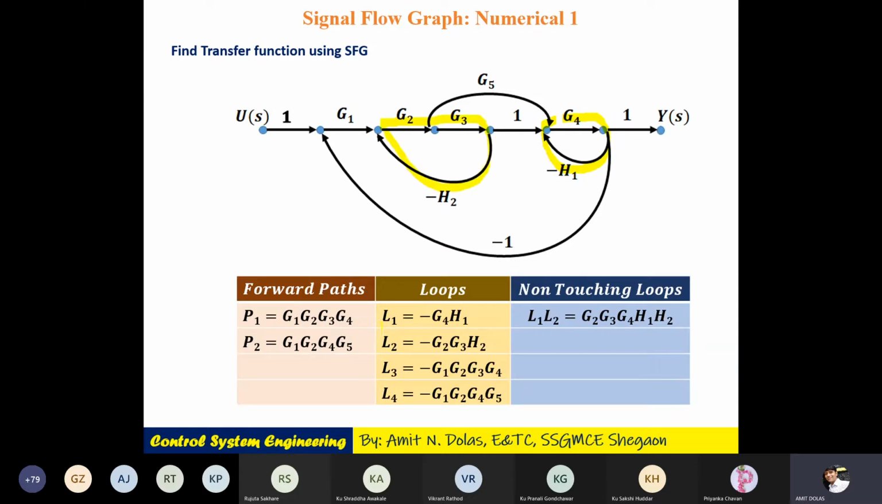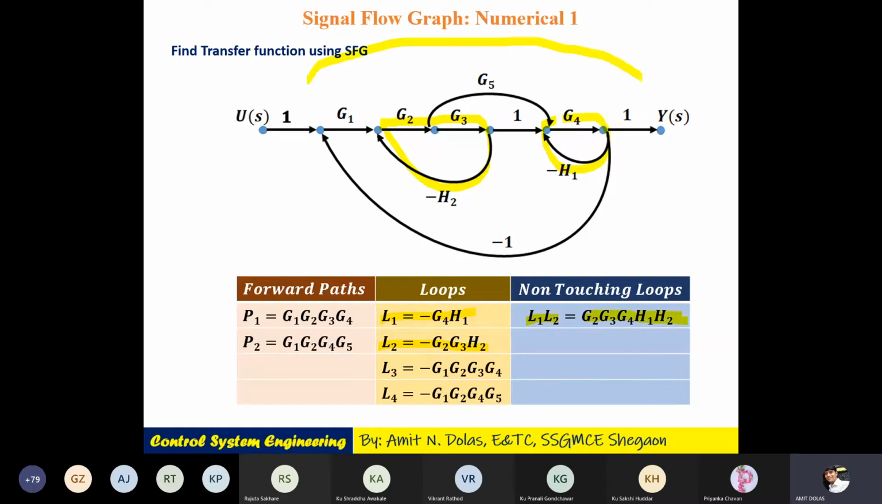Means what? I have L1 and L2. These are the two loops which are not touching each other. So write it together, L1 into L2. Product कर लेना है उसका. So minus minus gets plus. So finally it is G2, G3, G4, H1, H2. These are the non-touching loops.